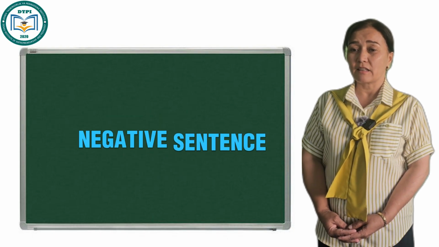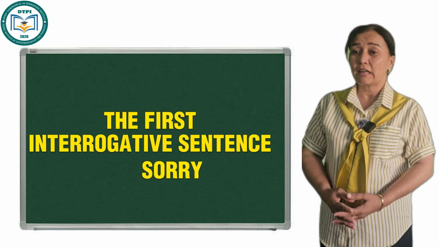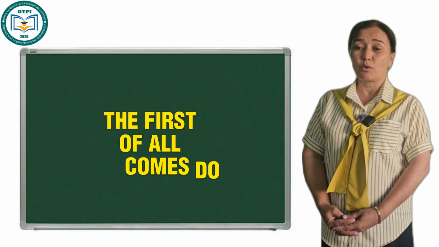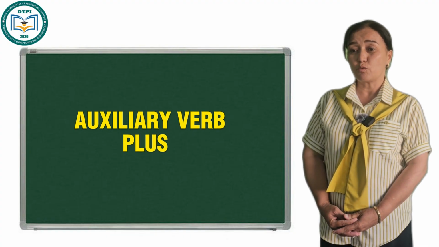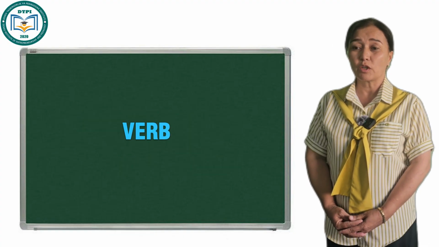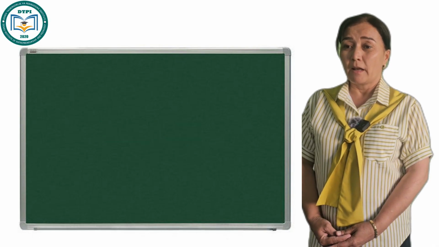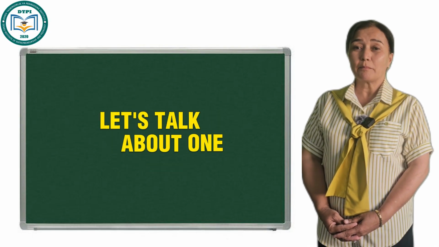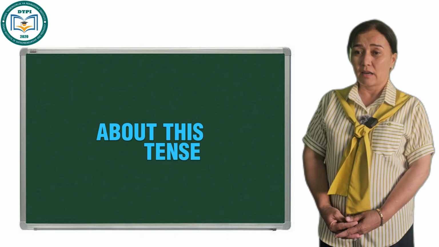And the interrogative sentence: first of all comes do or does, the auxiliary verb, plus subject, plus verb, plus object. Let's talk one by one about this tense.